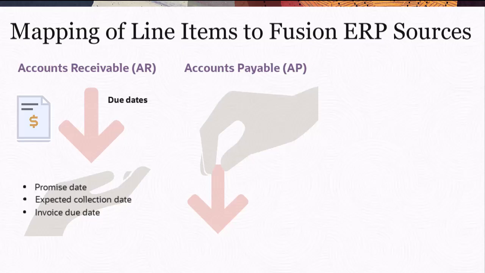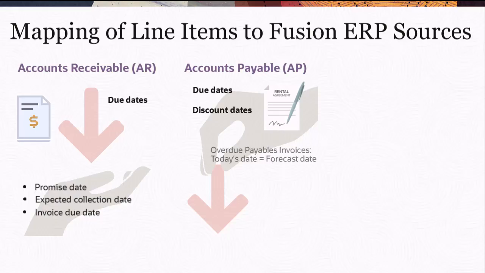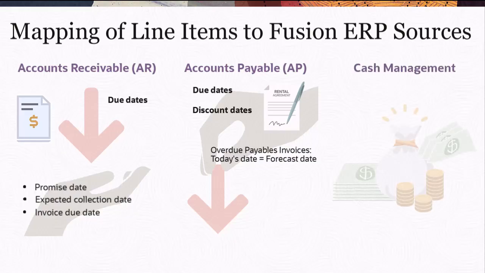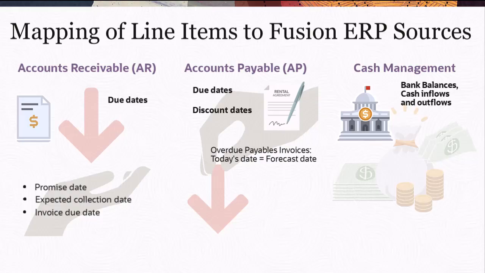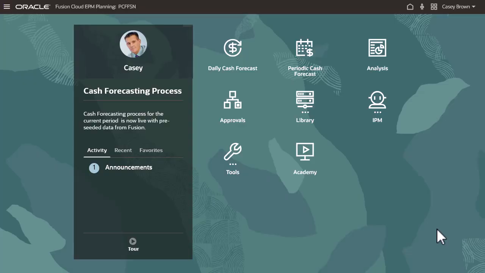Second, Accounts Payable. Cash outflow forecasts use invoice installment due dates and can also factor in available discount dates to optimize timing. For overdue payables invoices, today's date is used as the forecast date. And finally, Cash Management. Bank balances, cash inflows and outflows recorded directly in Cash Management, such as bank transactions not captured in AR or AP subledgers, are aggregated by transaction date and mapped to bank balances and financing cash flows in the forecast grid.